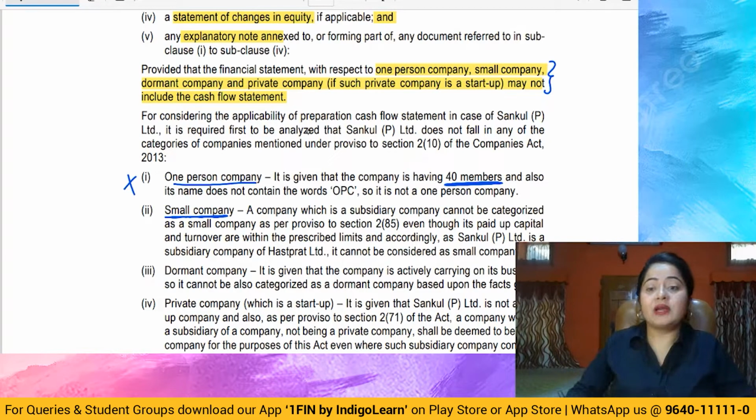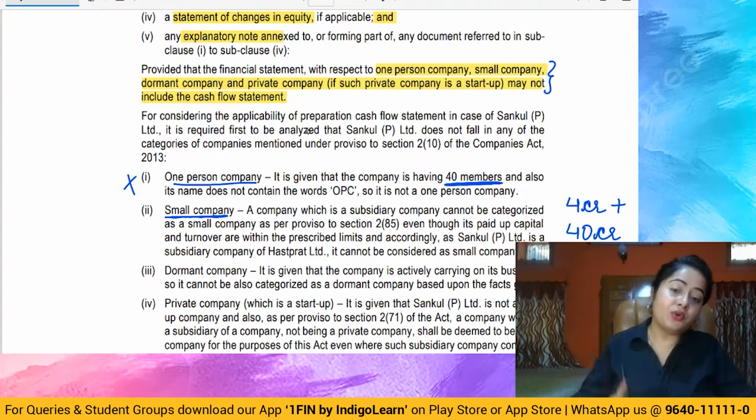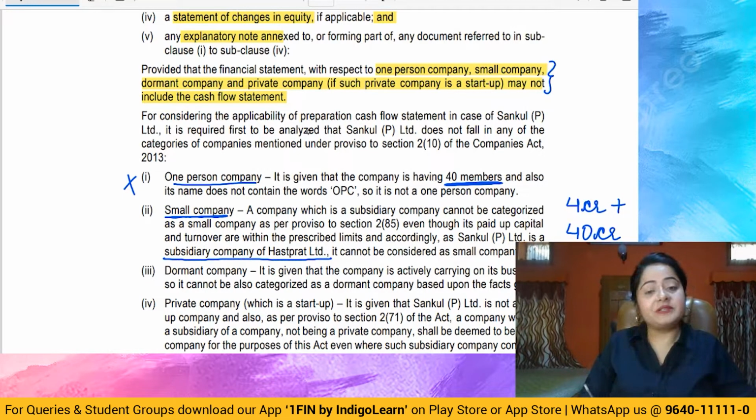See, the definition of small company says that it is a company other than a public company which has paid up share capital up to 4 crore rupees and turnover up to 40 crore rupees. This company should not be a subsidiary company, not a holding company, not a Section 8 company and not a company which is created under any statutory enactment. Now this Sangpul Limited is actually a subsidiary of Hansprat Limited. A subsidiary company cannot be a small company. So this is also not a small company.